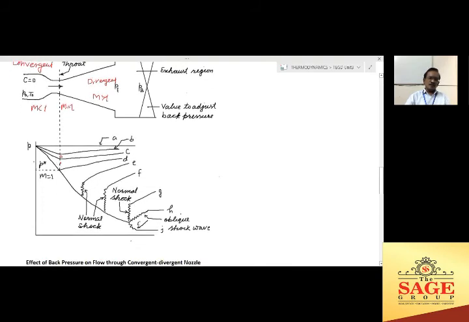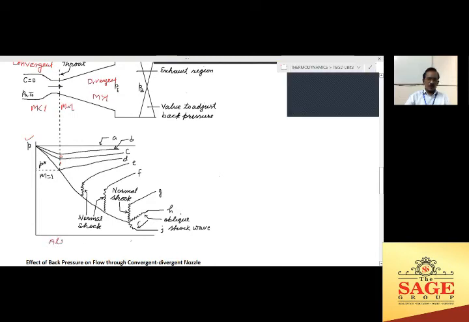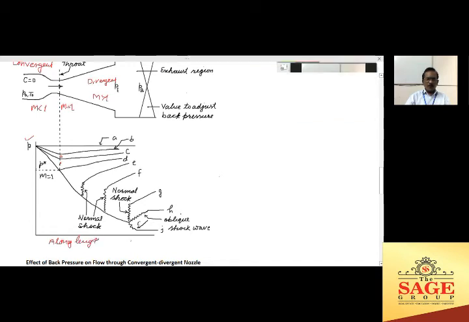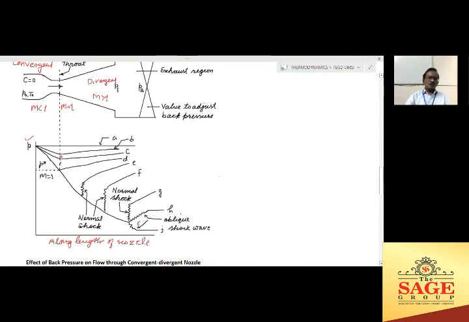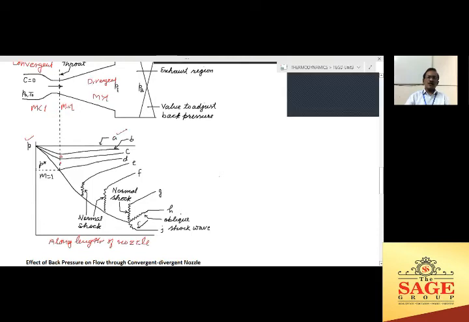See in this curve, the vertical axis we are showing the pressure P, and in the horizontal axis it is along the length of the nozzle. Now we will see what is the effect of back pressure. So first we are seeing here the line A.